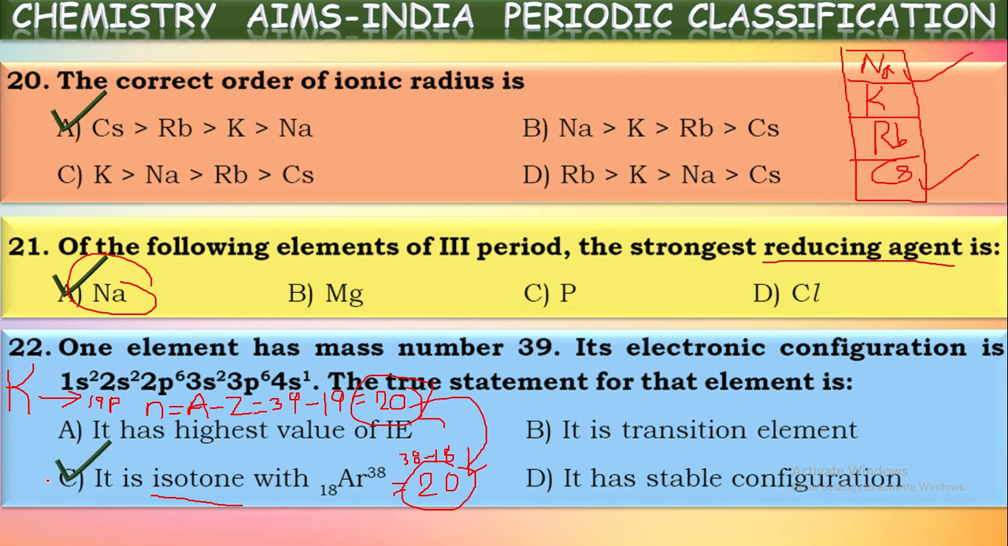This is correct. And what they have in the fourth option: it has a stable configuration. Is it a stable configuration? No, because it has only one electron in its outermost shell, in the 4s1. If there is only one electron in the outermost shell, it won't be stable. It is an unstable element. Only the correct option is here: it is isotonic with argon 38.